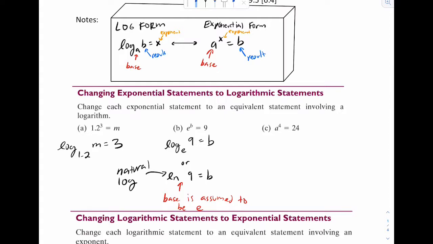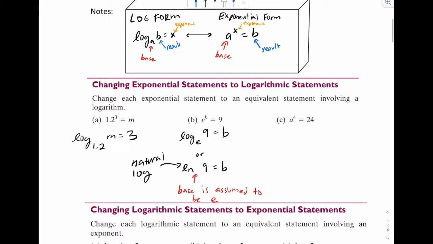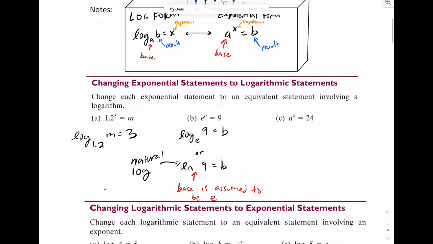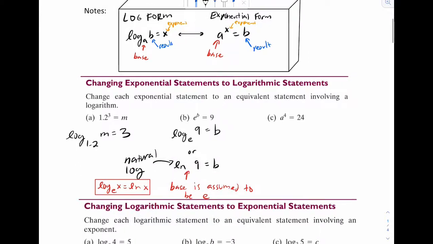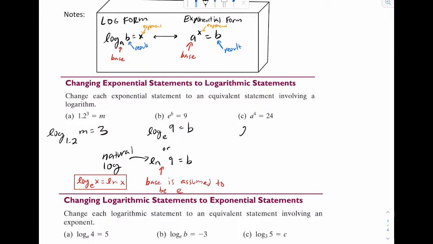So in calculus, you often use natural logs, and all it means is log with a base of e. So for your notes, you can just write this. Log base e of x is the same thing as natural log x. This is the exact same thing. Now the last one, let's try one more. Log, the base is a, the result is 24, and that equals 4. So pretty straightforward.